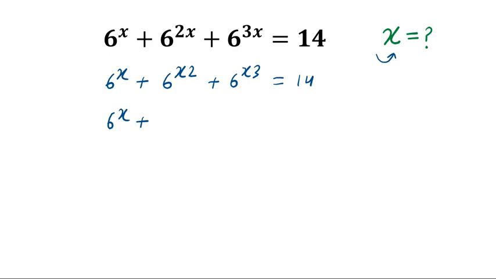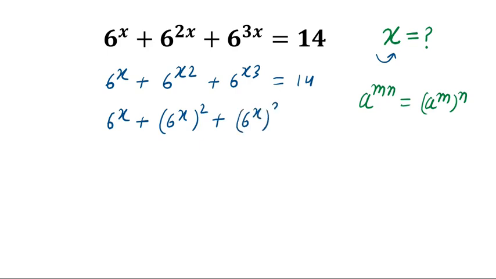Now here, 6 power x plus, and look carefully at this term and this term. Here we will apply the base and exponent rule. We know that a power m times n is equal to a power m, bracket, power n. Then this 6 behaves like a, this x is m and this 2 is n. So we can write this term as 6 power x bracket power 2 plus, similarly, we can write this term as 6 power x bracket power 3 is equal to 14.